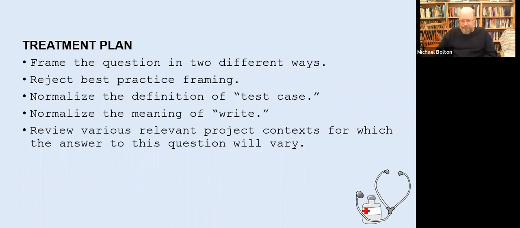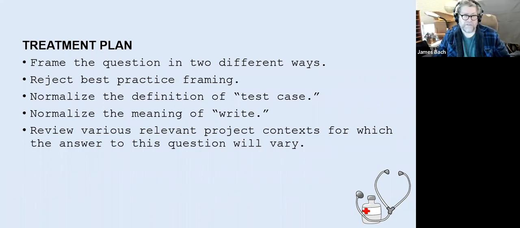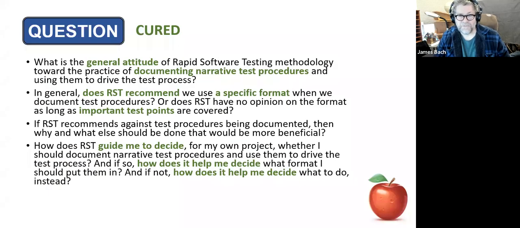We need to normalize definitions of test case and right in order to answer the question. And I think we should review some different relevant project context. Since he didn't give us a context, we can sample the space of interesting context and say, in this context, we might do this. In that context, we might do that. With that in mind, I have treated this question, and this is what results.